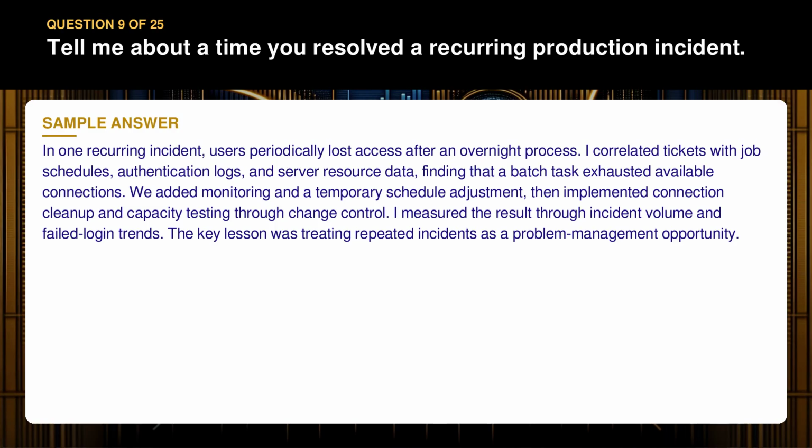In one recurring incident, users periodically lost access after an overnight process. I correlated tickets with job schedules, authentication logs, and server resource data, finding that a batch task exhausted available connections. We added monitoring and a temporary schedule adjustment, then implemented connection cleanup and capacity testing through change control. I measured the result through incident volume and failed login trends. The key lesson was treating repeated incidents as a problem management opportunity.